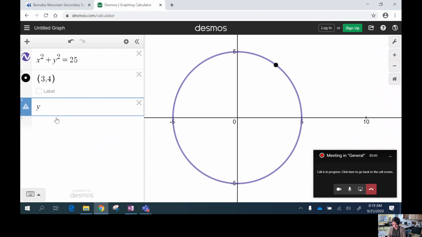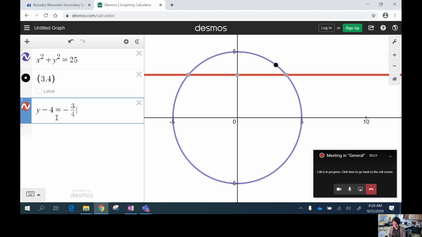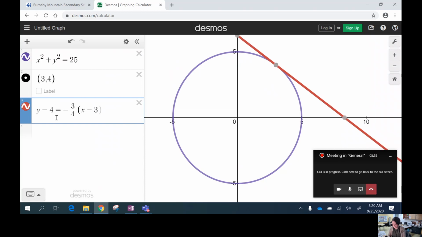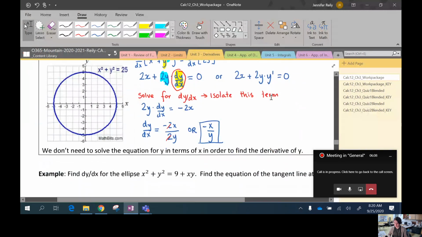So if I type in point form, negative x over y, so negative 3 over 4, x minus 3, we see we have the tangent line, and here's the slope, negative 3 over 4 for that particular point. Here's my tangent line, so we got the answer right. So you can always check by using Desmos. If you've got the right answer, it should look like a proper tangent line.